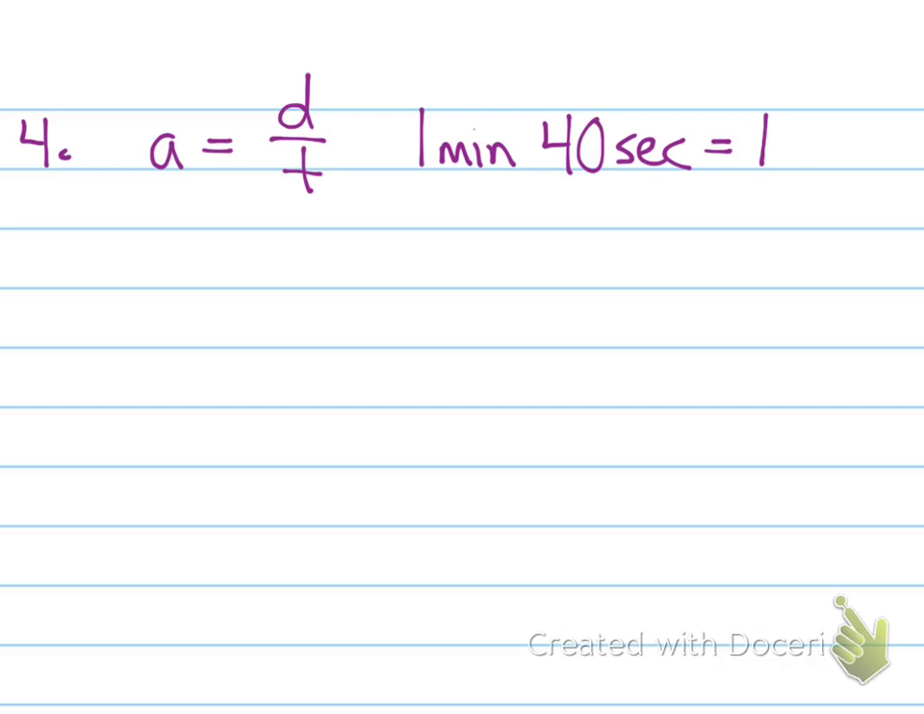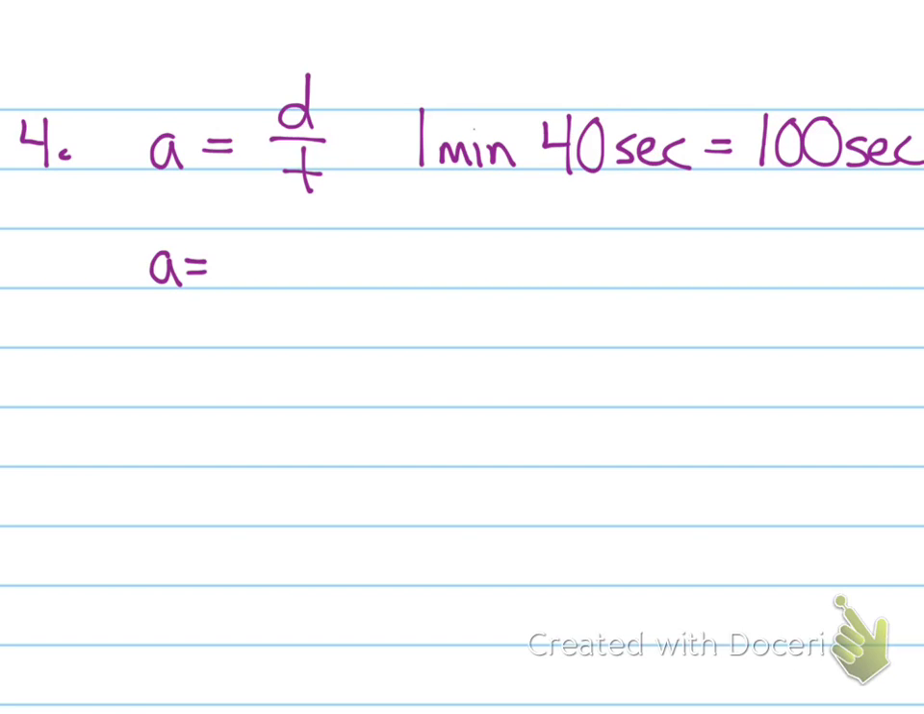All right, so what's my formula? A equals D over T. Okay, but what do we have to do to our time first? Convert it. So 1 minute and 40 seconds. Okay, well, how many seconds are in a minute? 60 plus 40 is? 100 seconds. How many people got 100 seconds? Good. Now I can plug it in.